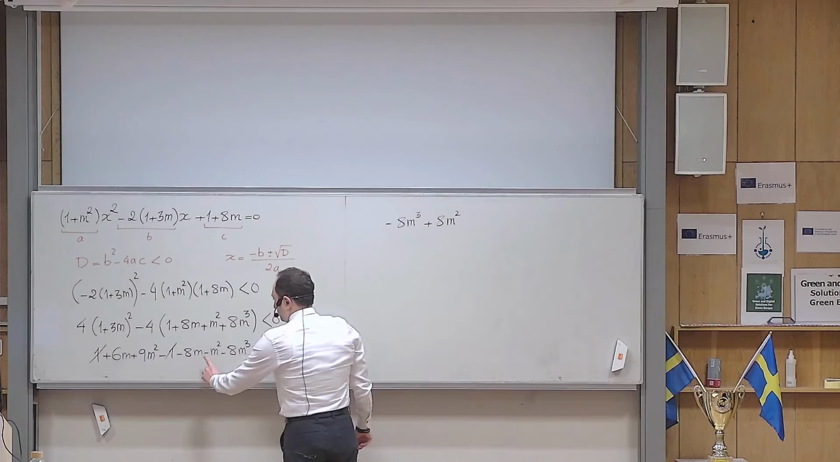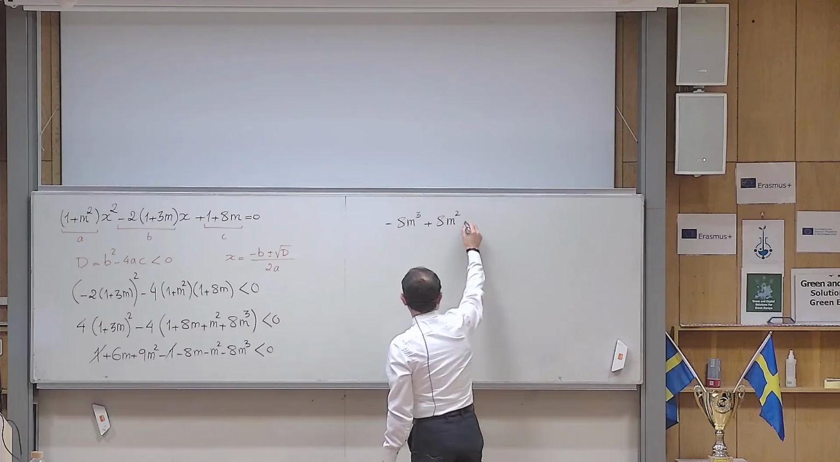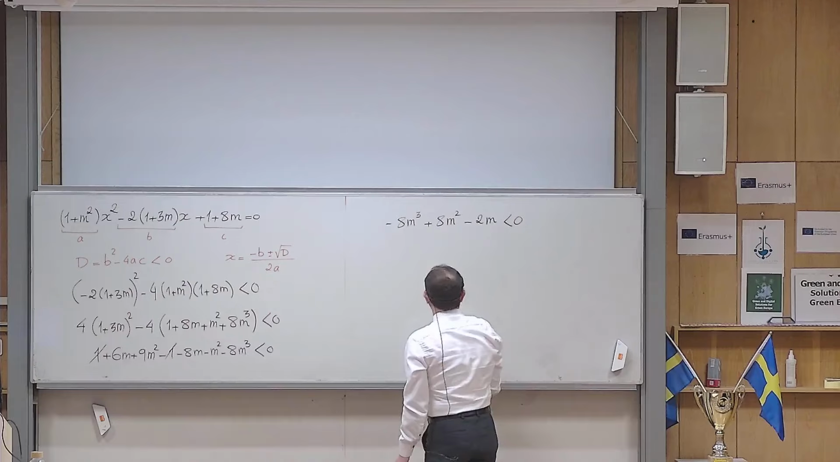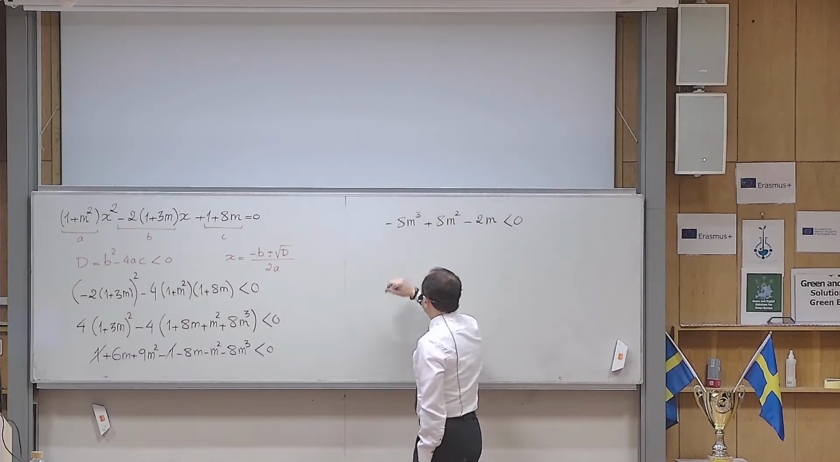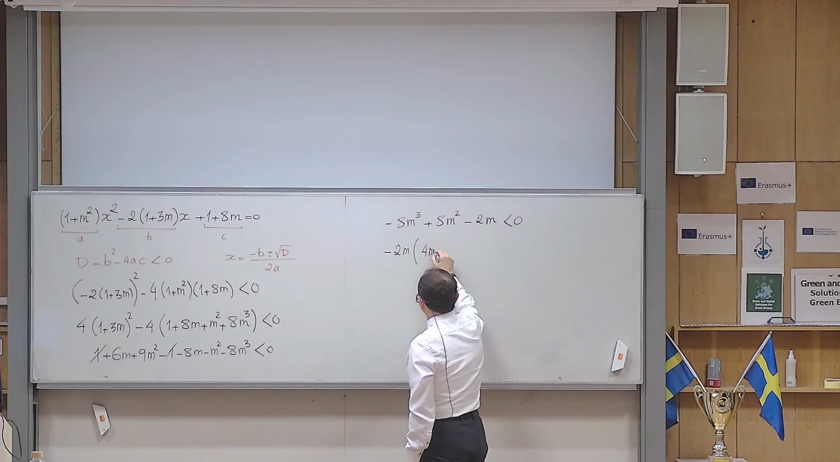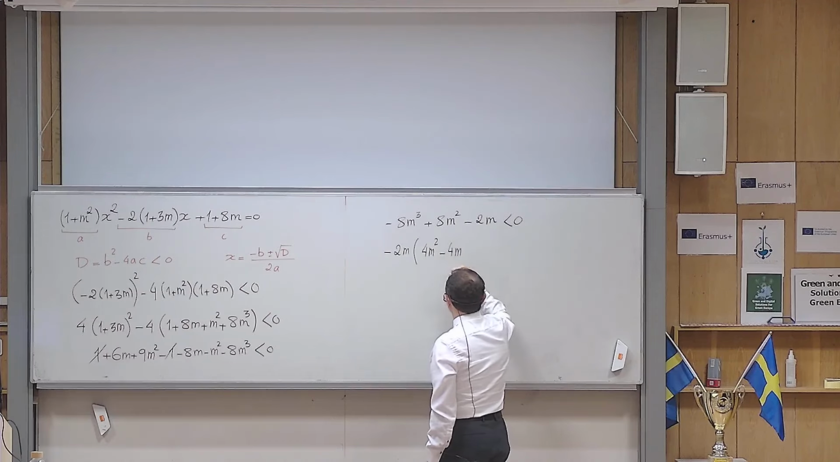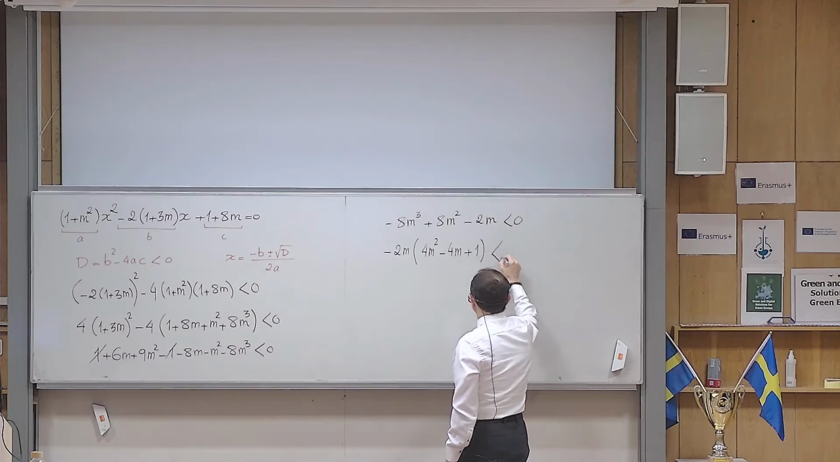And then I have minus 8m plus 6m is minus 2m. This is supposed to be less than 0. Okay, so you see between these three terms, I can factor minus 2m out. From here, positive 4m squared is left. From here, minus 4m is left. And from here, positive 1 is left. It is supposed to be negative.